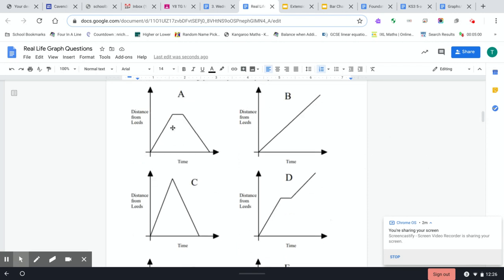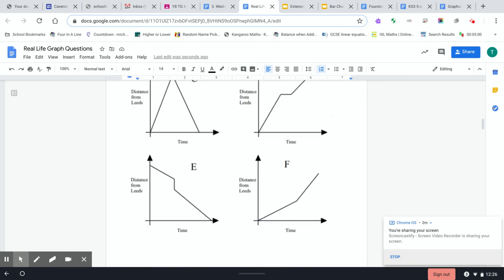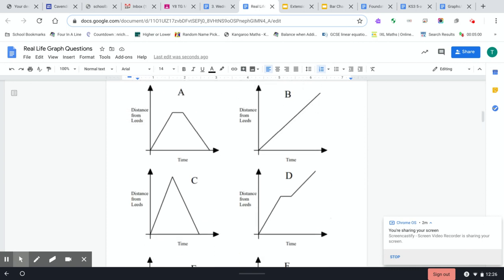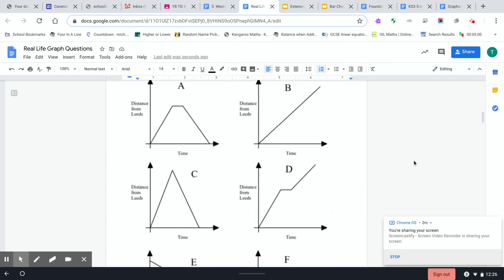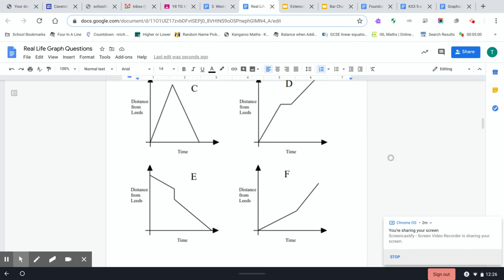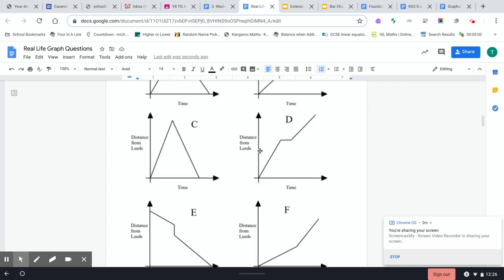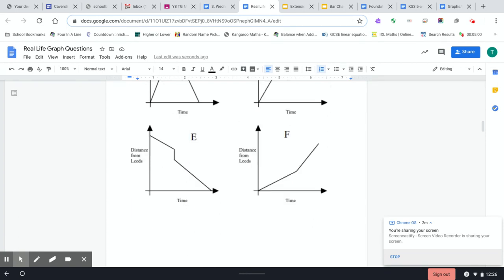So it wouldn't be A, because that's returning back. It wouldn't be C, that's returning back. B means you're coming from somewhere and coming back home, or coming back to Leeds. And then, yeah, so you needed one where there was a stop in the middle. Okay, so it could be D. Yeah, the only one it could be is D. That means she stopped in the middle. The time moved, but her distance didn't move. So she must have stopped and then traveled on further then. Okay, the D.